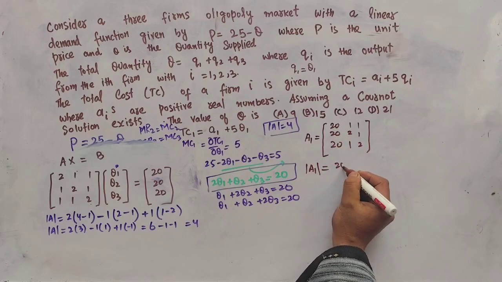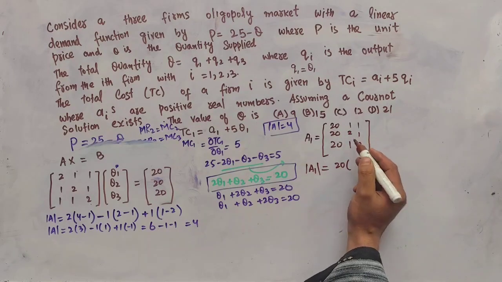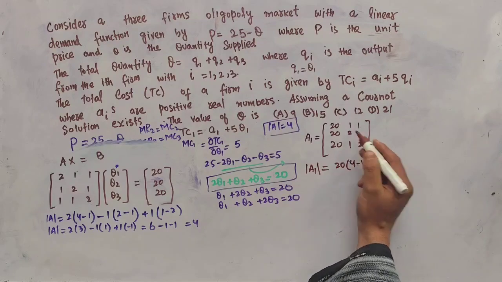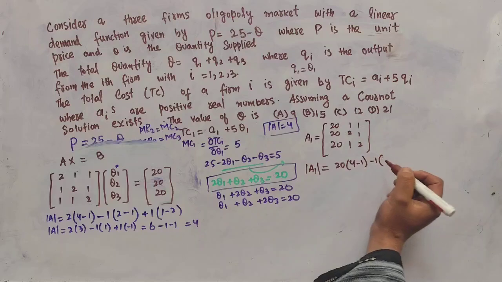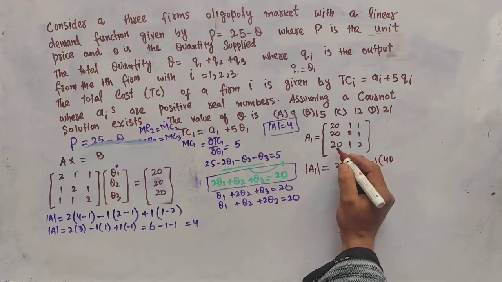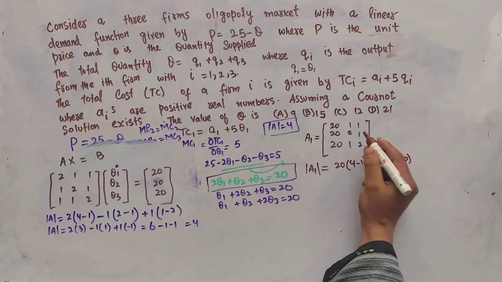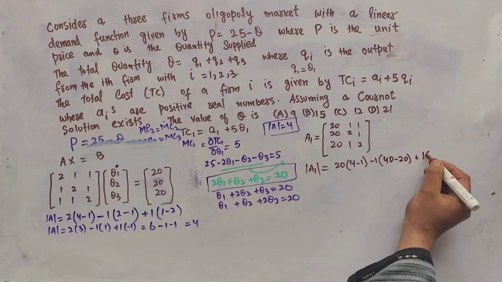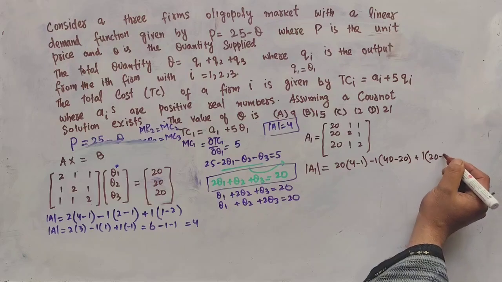So we have 20. Delete the row and the column in which it appears and take the determinant of the remaining element. So 2 2s are 4 minus 1. Then we have minus 1. Delete the row and the column in which this appears. So we have 20 into 2, which is 40, minus 20 into 1, which is 20. Then we have plus 1. Delete this row and this column. So we have 20 minus 40.